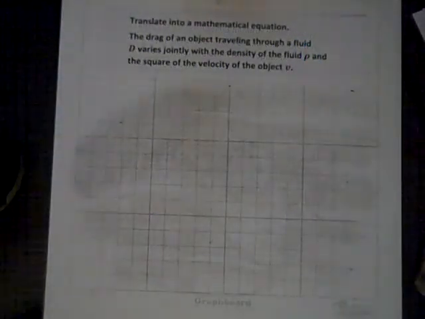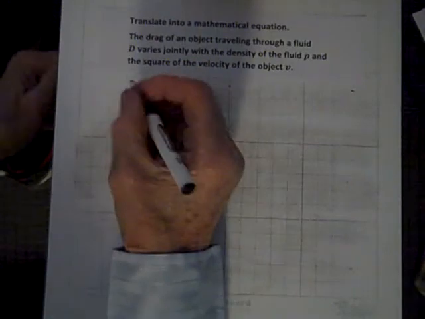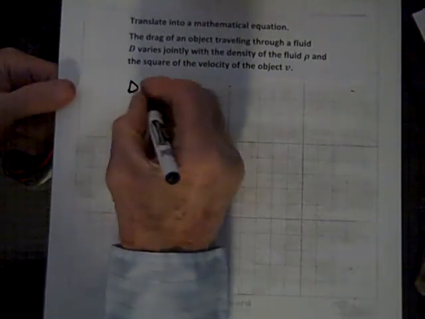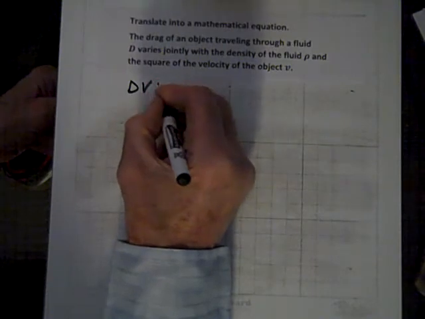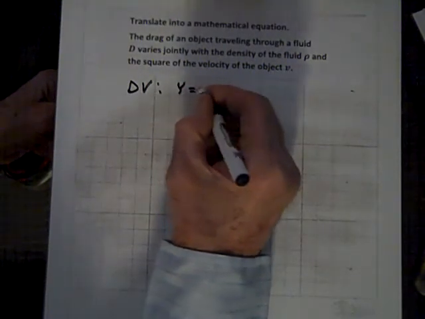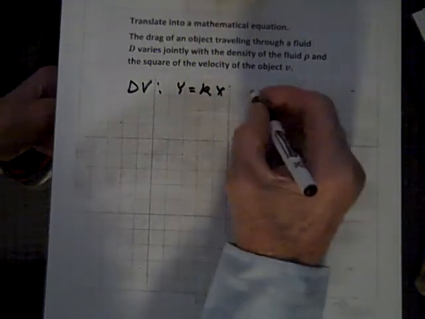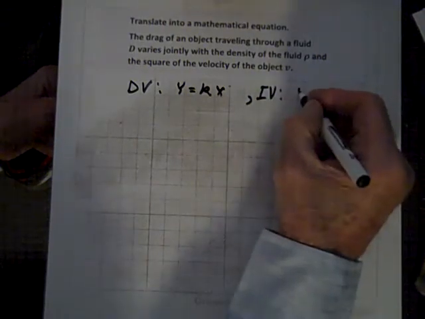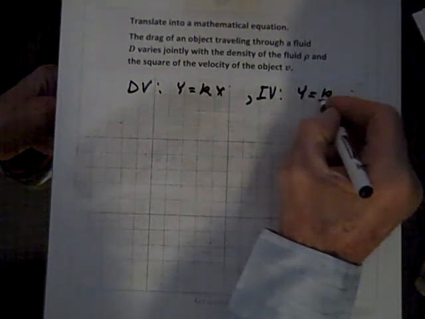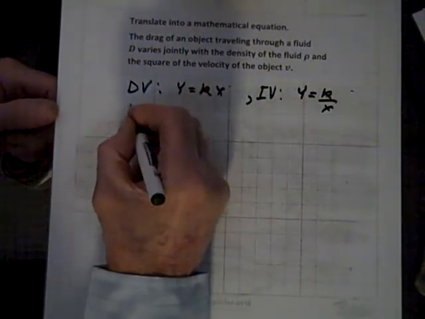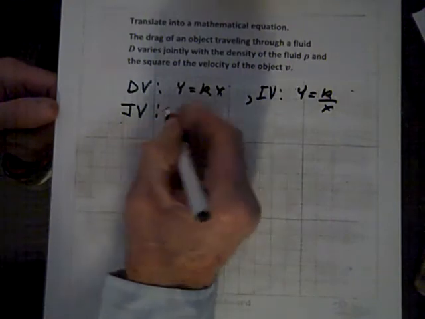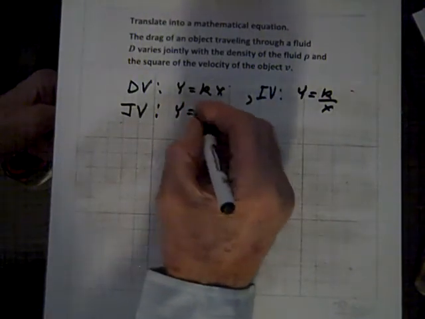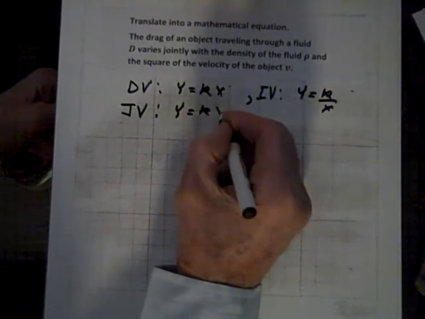For this next problem, it says translate into a mathematical equation, and we're talking about variations here. And by the way, when you talk variations, let me go over this. Direct variation, DV, has the form y equals kx. Inverse variation, IV, has the form y equals k over x. And joint variation, let's call it JV, has the form y equals kxw.